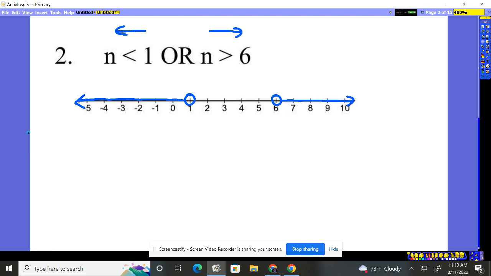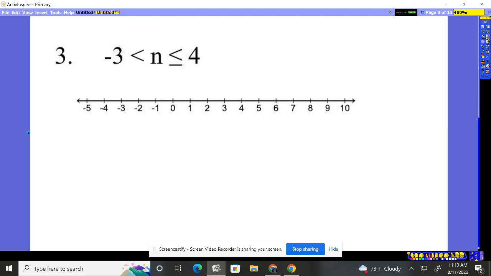There's an OR. ORs for the most part are going to look like that, where one is going to the left and one is going to the right. You need numbers less than 1 or bigger than 6.